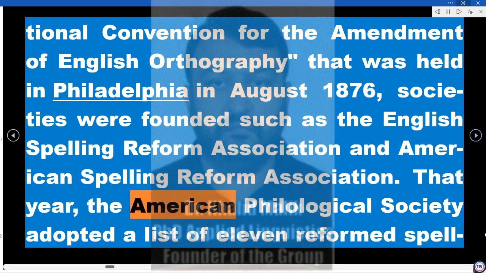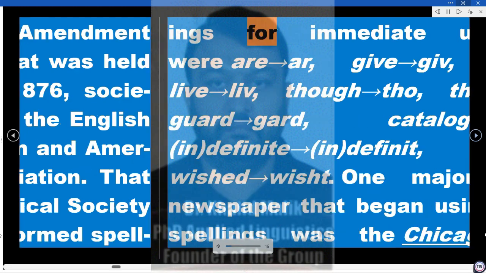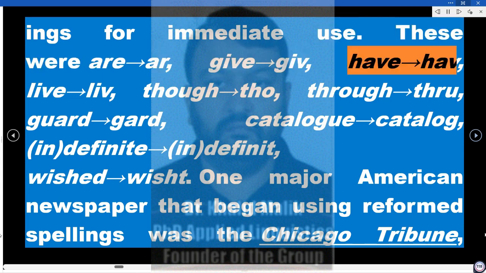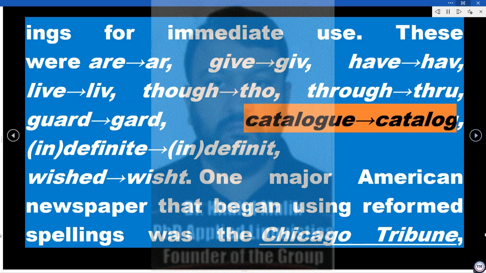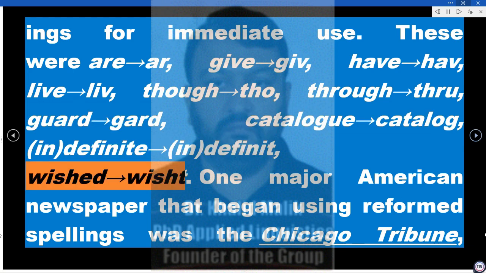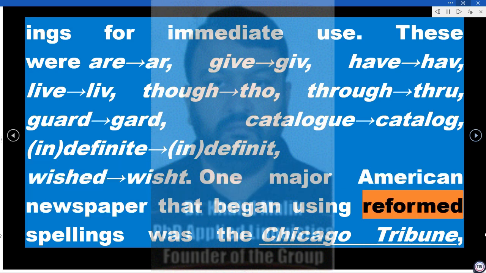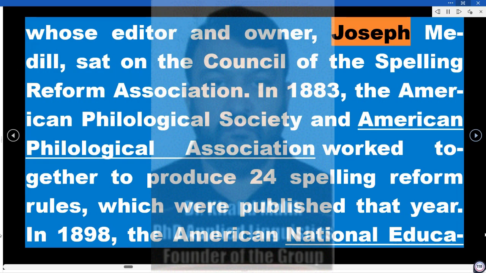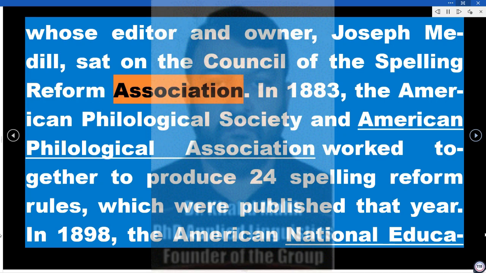That year, the American Philological Society adopted a list of 11 reformed spellings for immediate use. These were: are, give, have, live, though, through, guard, catalog, definite, wished. One major American newspaper that began using reformed spellings was the Chicago Tribune, whose editor and owner, Joseph Medill, sat on the council of the Spelling Reform Association.